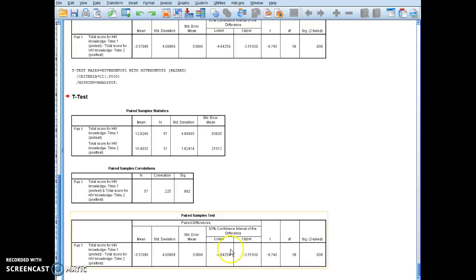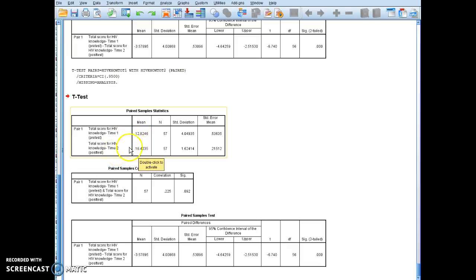Then we would go back up to the paired sample statistics. Here we will look at the means and see that the total score for HIV knowledge at time 1 is 12.8 and time 2 is 16.4. From the data set, since there's a statistically significant difference, we can tell that the knowledge for HIV increased after the intervention program versus before the intervention program.